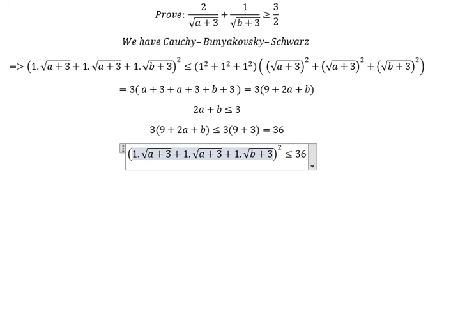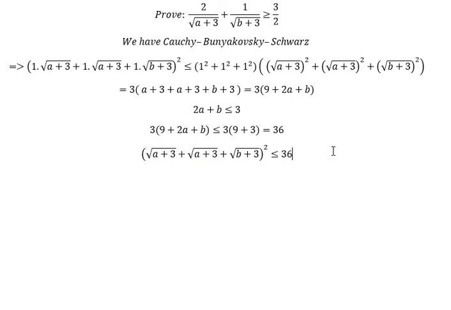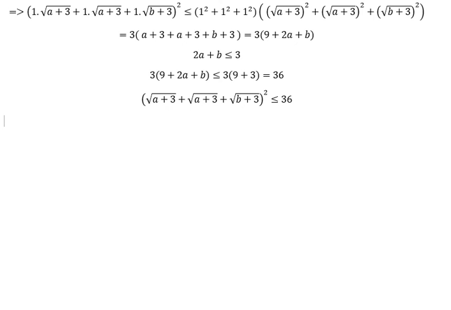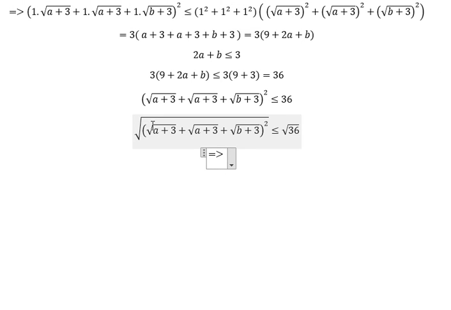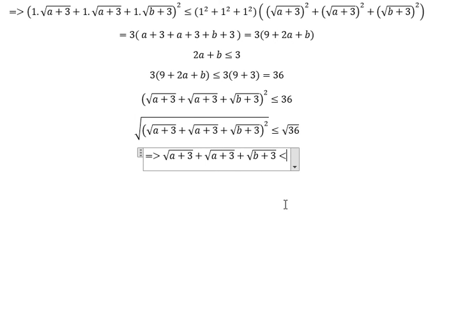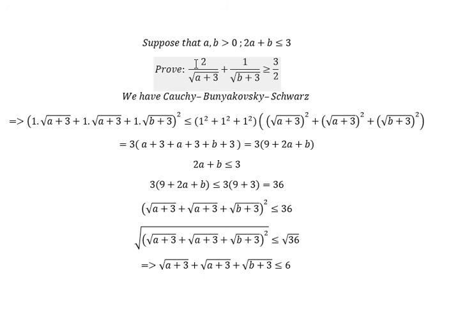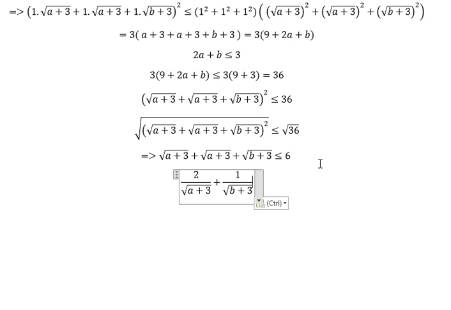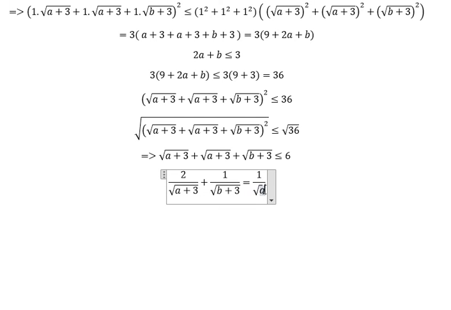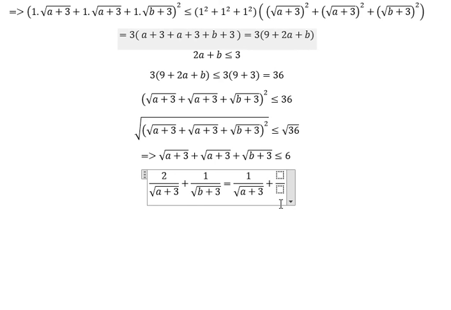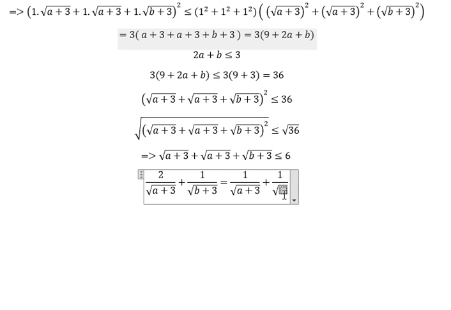Now we can cancel number 1 in here. Then we put the square root on both sides. And we can get this one is smaller than or equal to number 6. Next, we need to consider this expression. In here we have number 2, we can separate it into 1 over the square root of a plus 3 plus 1 over the square root of a plus 3.